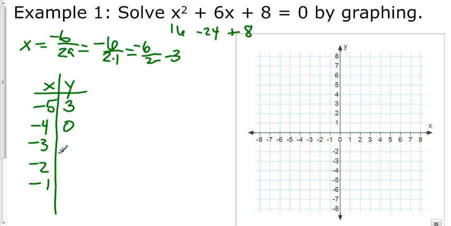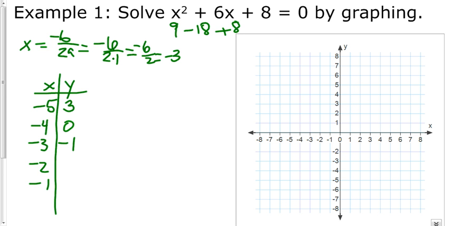Now, plugging in negative 3, I'm going to end up with 9. Negative 3 squared is positive 9. 6 times negative 3 is negative 18. And then I'm adding 8. And I'm going to get negative 1.